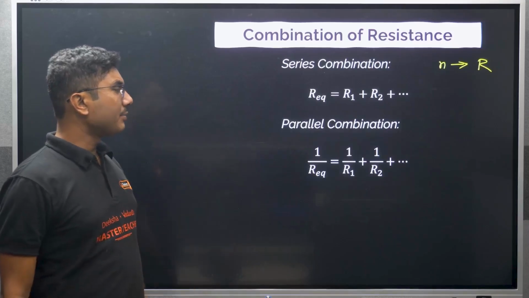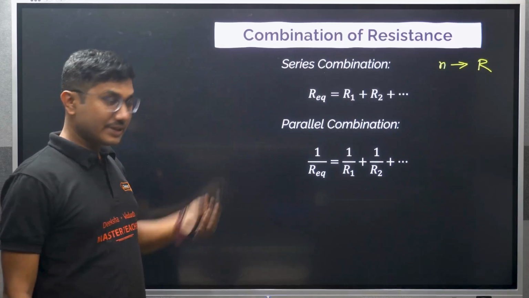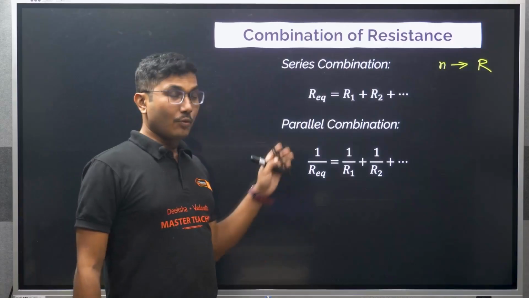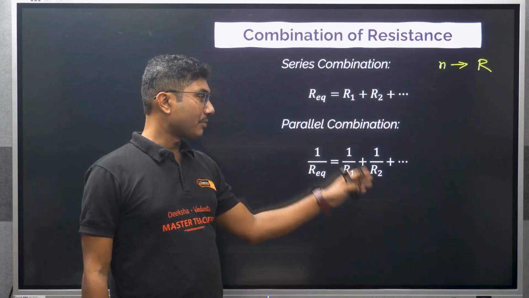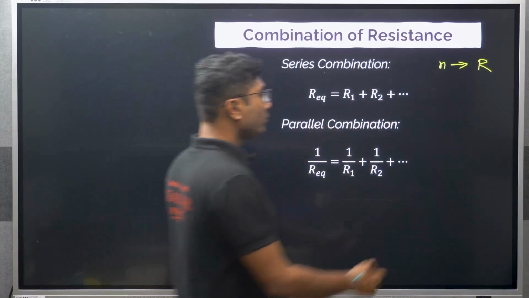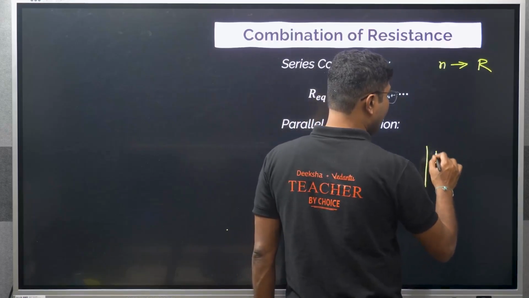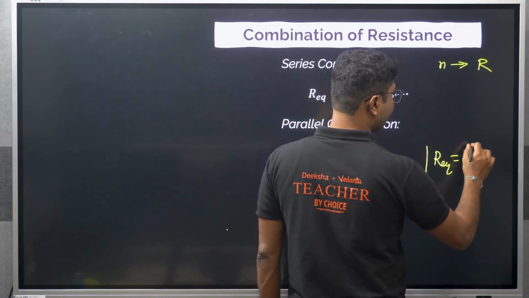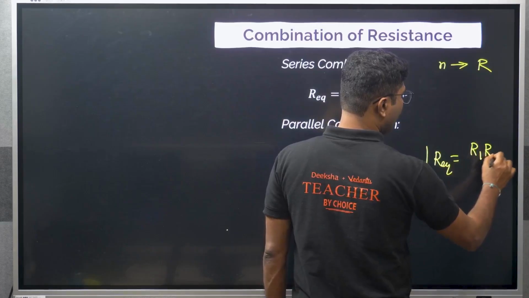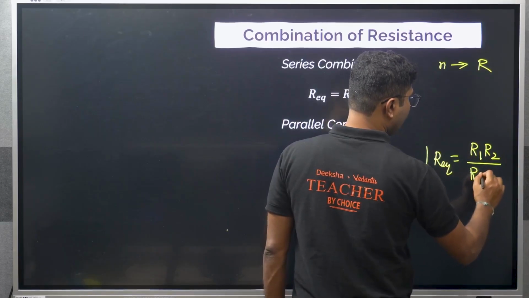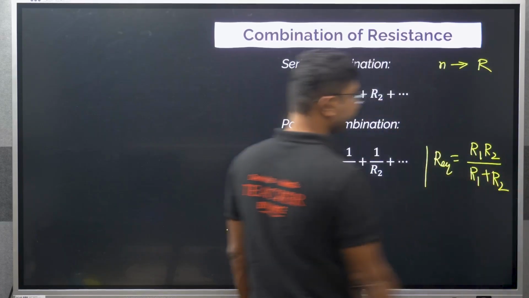Now in parallel combination, again it is opposite, as I told you before: 1 by R equivalent is 1 by R1 plus 1 by R2 plus so on. For two resistances, R equivalent can be directly calculated as R1 R2 by R1 plus R2.